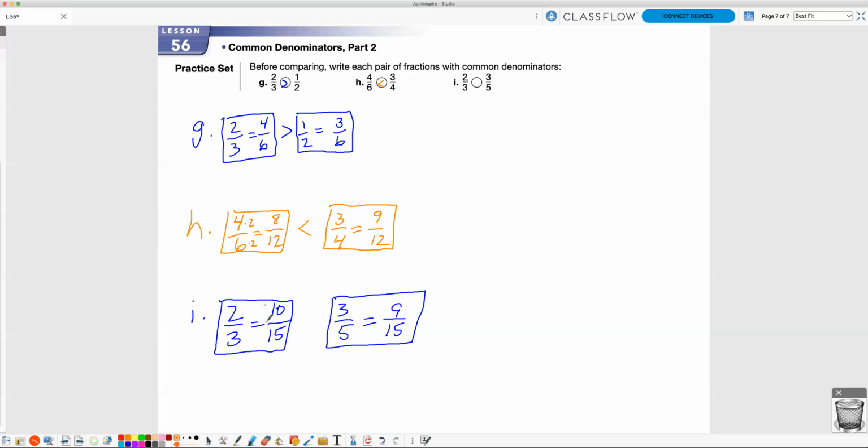I have 10/15 and 9/15. I need to compare the ones that have the same denominators. Remember, that's what we're doing here. That's why we converted those into like fractions or equivalent fractions with like denominators. So I'm looking at 10/15 and 9/15. I can see that 10/15 is greater than 9/15. Therefore, 2/3 is greater than 3/5.